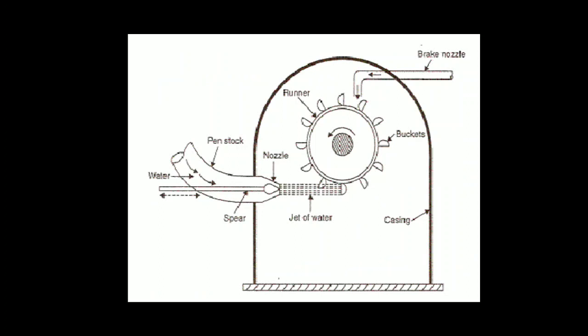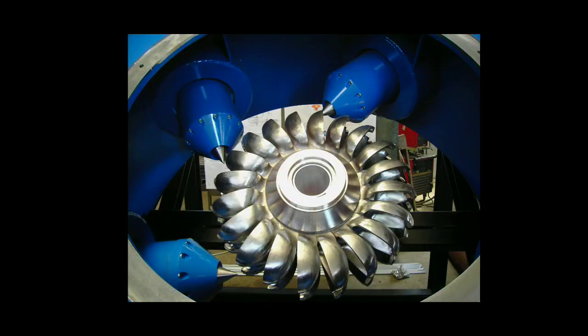And at the top you can see there is a brake nozzle, which is used to stop the turbine in an emergency situation. Even if we stop the water, due to inertia the runner will keep rotating for some more time. That can be stopped using a brake nozzle over the top of the turbine. Now I am going to show some photographic pictures of a Pelton wheel.